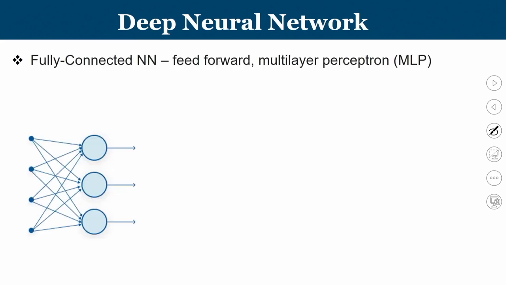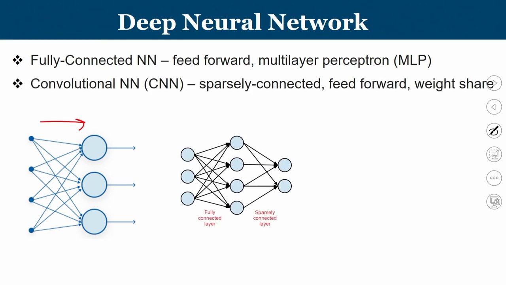Now, there are different types of deep neural networks. One is known as a fully connected neural network where you have feed forwarding. All the layers are forwarding the values and we call it a multi-layer perceptron. Sometimes we have convolutional neural networks. It's partially connected. It is feed forward. Sometimes it will perform weight sharing also. And this is called a sparsely connected network.